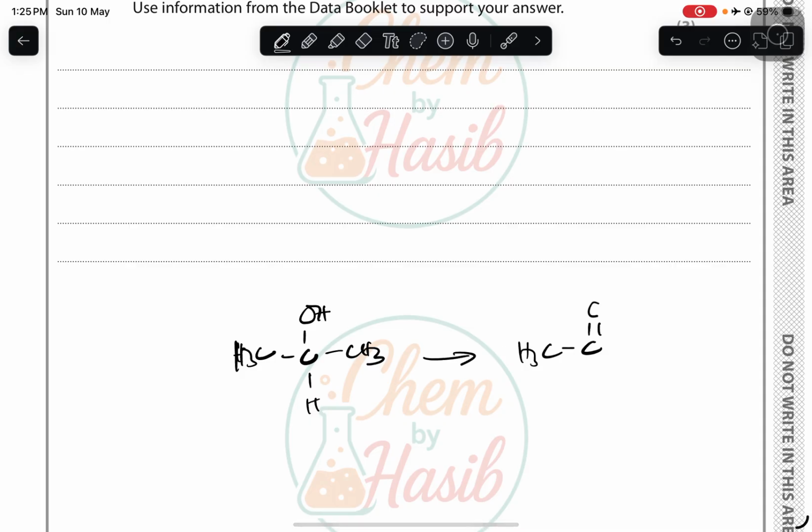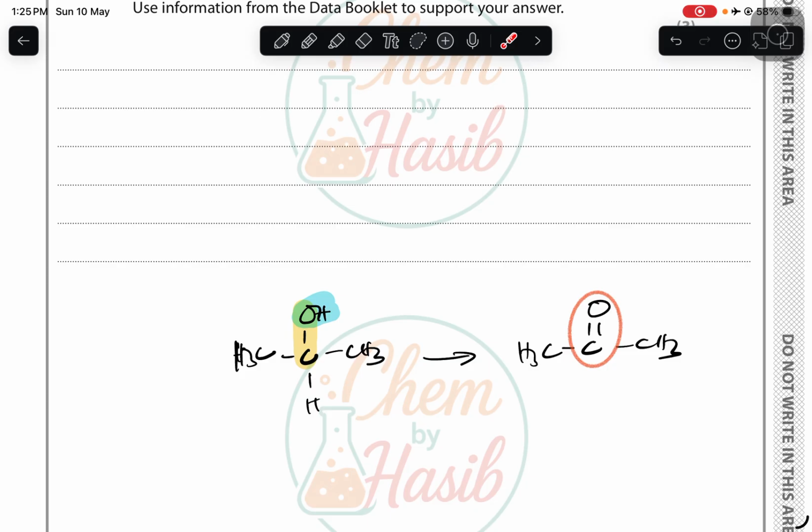Now look at the changes here. Look at the bonds here that changed. There were 3 bonds that actually got changed. One is that the O-H bond is not there. So the infrared absorption for O-H would disappear, right? There is another bond that also disappeared, which is the C single bond O. So the absorption for the C-O and the O-H bonds would disappear. And there's a new bond that is formed here, that is C double bond O. So the infrared absorption for this bond would appear. These are the 3 things that we should write.